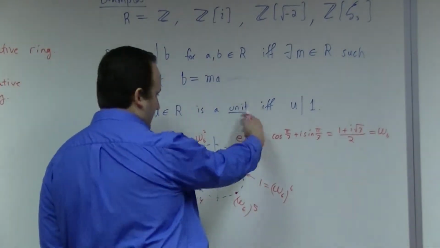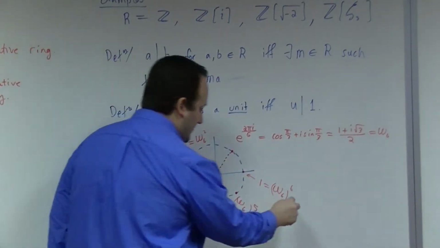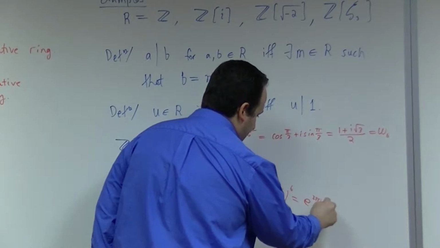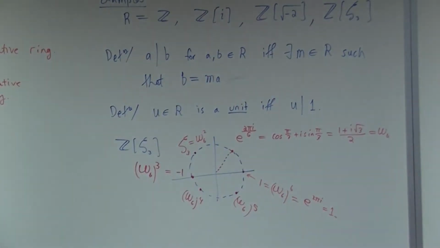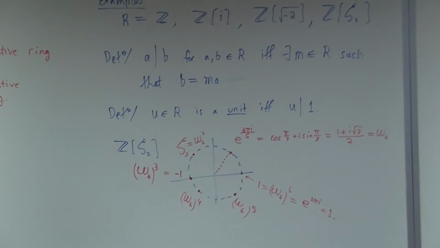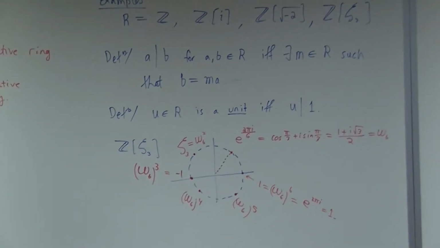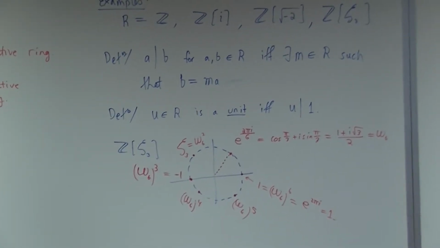Because if you take this and you raise it to the 6th power, you get back e to the 2 pi i, which is equal to 1. So that's a unit, but a unit is just a divisor of 1, right? Now, for the ones I have listed up here, the number of units is finite. But if we look at integers over other things, there could be infinitely many units.